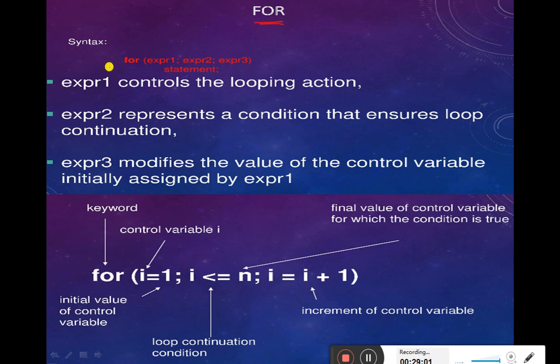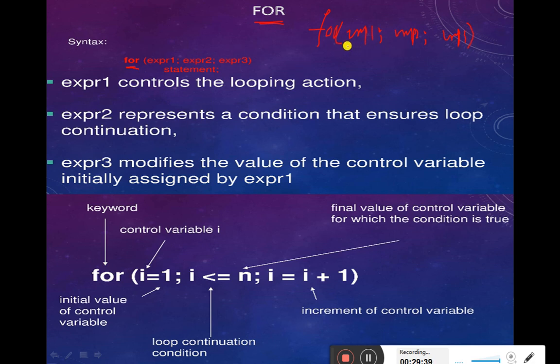The syntax of the for loop is a keyword for, followed by opening parenthesis. It will have three expressions in its simplest form: expression 1 semicolon, expression 2 semicolon. So it's a for, expression 1 followed by semicolon, expression 2 followed by semicolon, expression 3 followed by closing parenthesis.